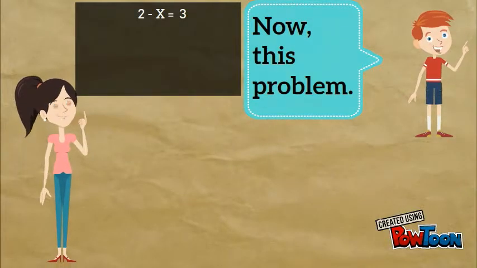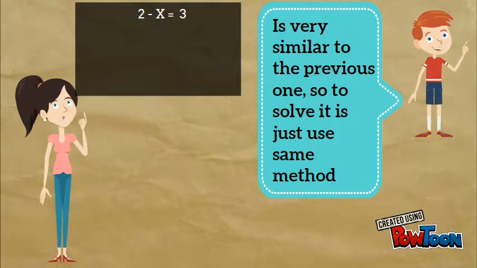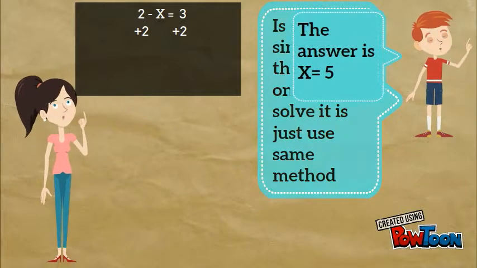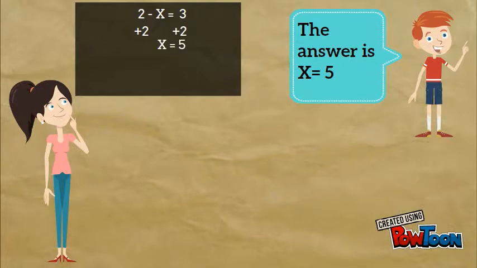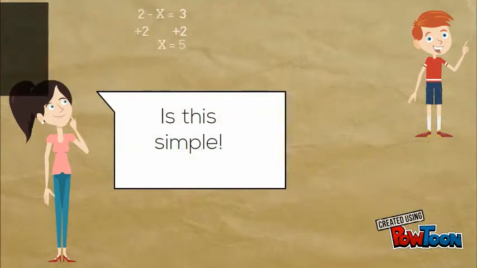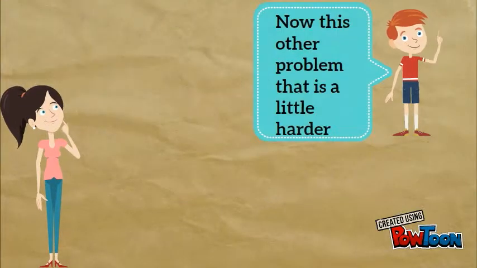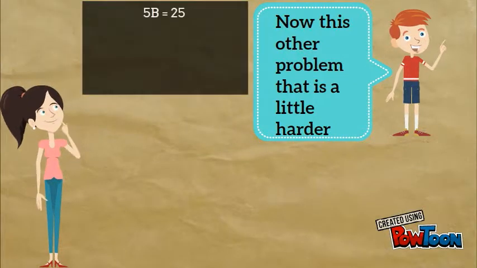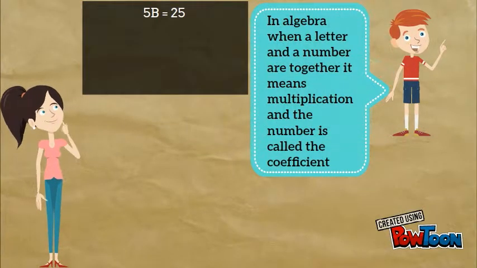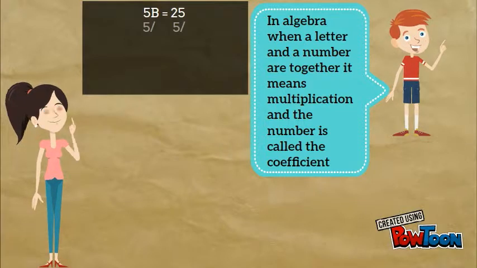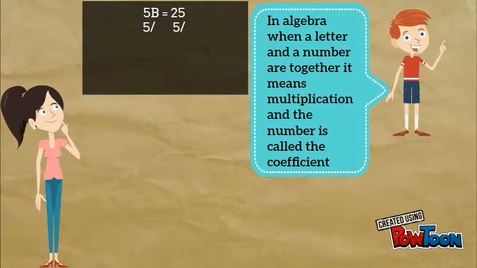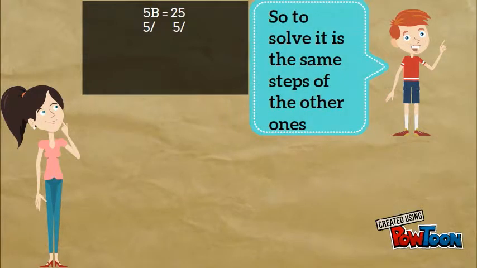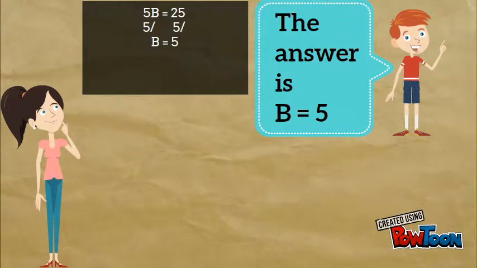Now, this problem. It's very similar to the previous one, so to solve it, just use the same method. The answer is x equals 5. Is this simple? Now, this problem is a little harder. In algebra, when a number and a letter are together, it means multiplication, and the number is called a coefficient. So, solving it uses the same steps as the other ones. The answer is b equals 5.